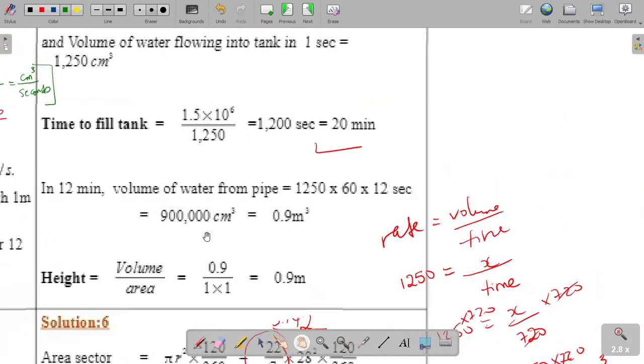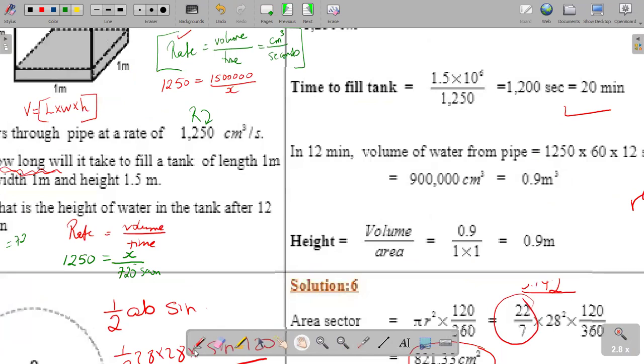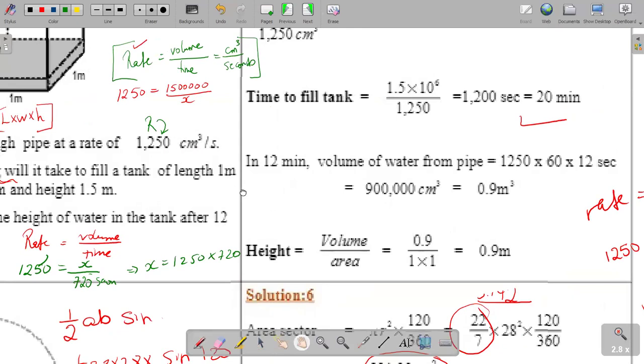So that's how you're going to get it. Somebody check this for me to make sure that's true. Multiply. So X is equal to 1250 times 720. Somebody multiply that for me, please. Tell me what you get. Let's back-check it to make sure it's right. Thank you. So that means our volume is going to be in centimeters cubed.